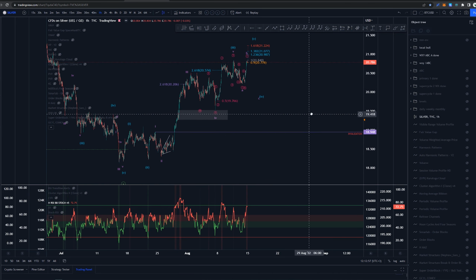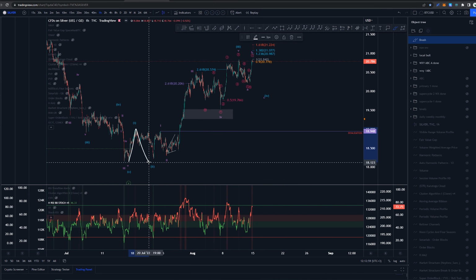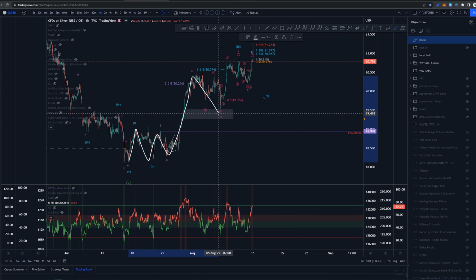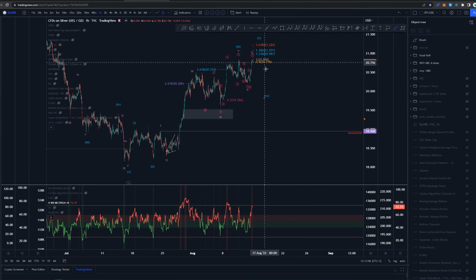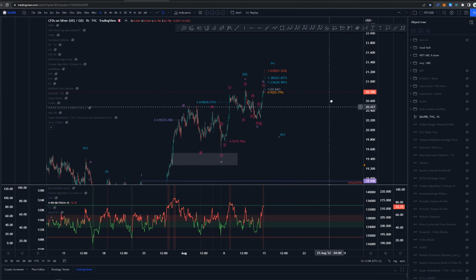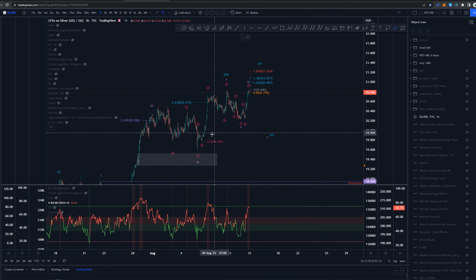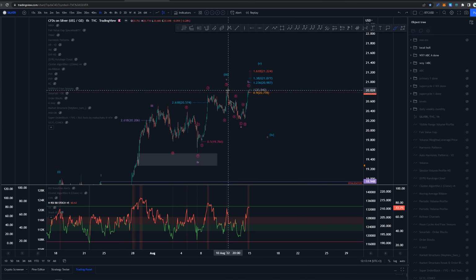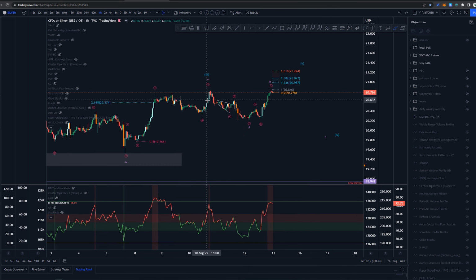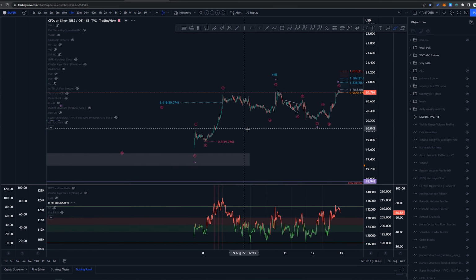Last time we were talking about this possibility of having 1, 2, 1, 2, 3, 4, and 5 in the 3rd, 4th, and 5th. So yeah, it definitely looks like it played out. We did take this long, and I exited around here because this price action here was very weird.